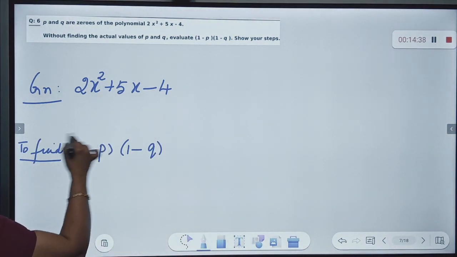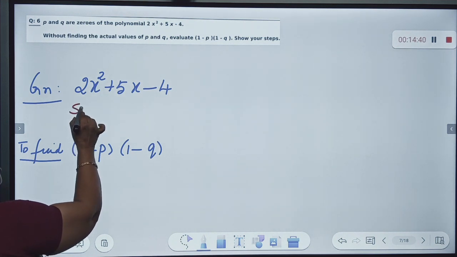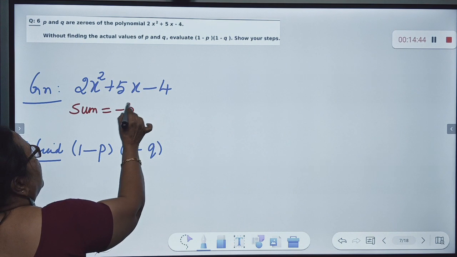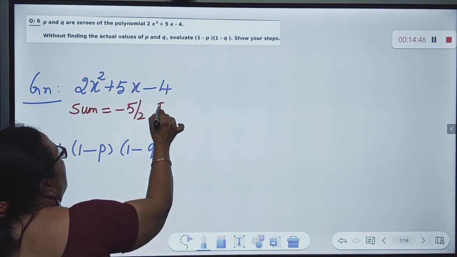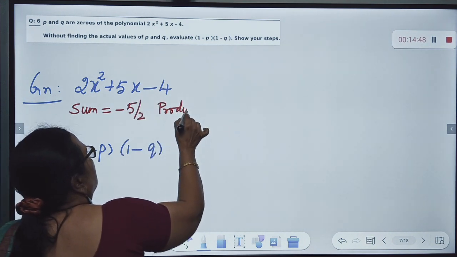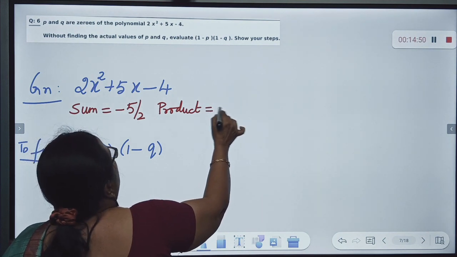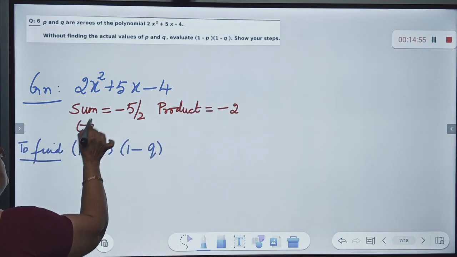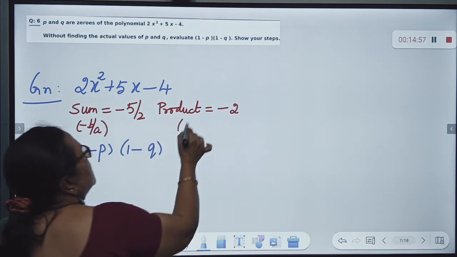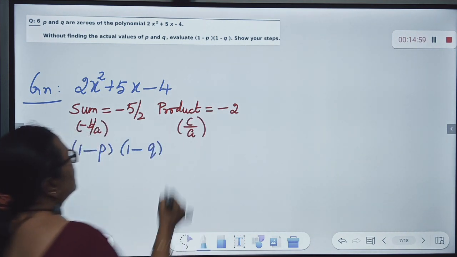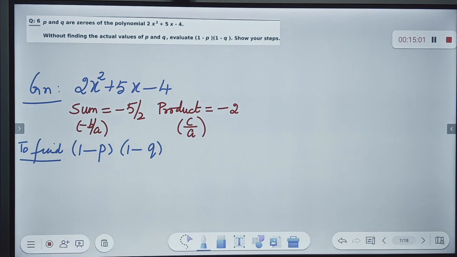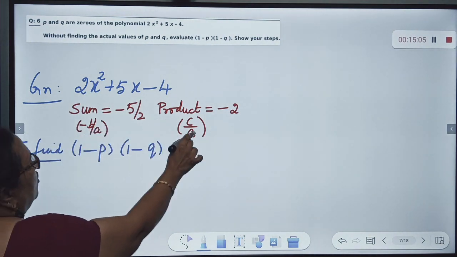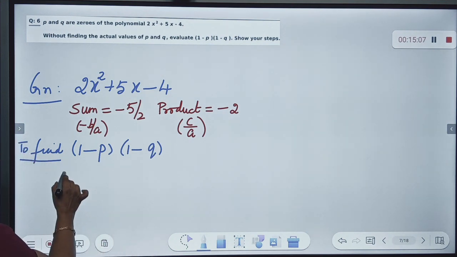Now from this, without evaluating, we know the relationship between the coefficients and the zeros. Sum is equal to minus 5 by 2, product equal to minus 4 by 2, which is minus 2. So what formula are we using? Minus b by a for the sum, and c by a for the product. Now let me simplify this.